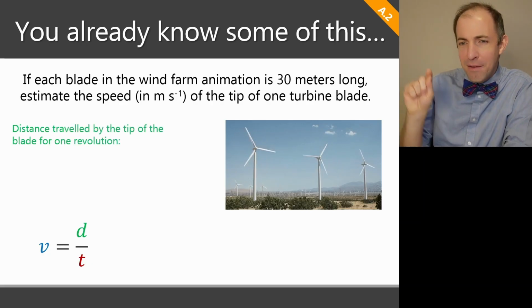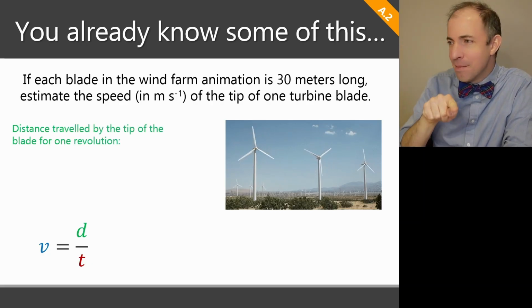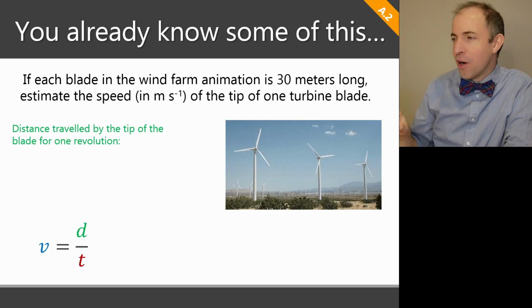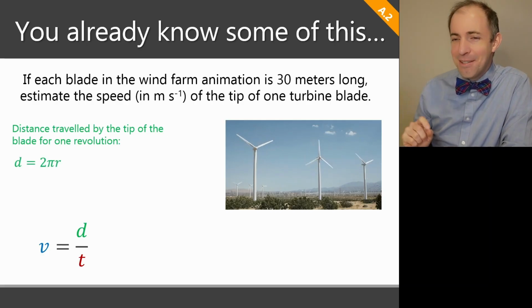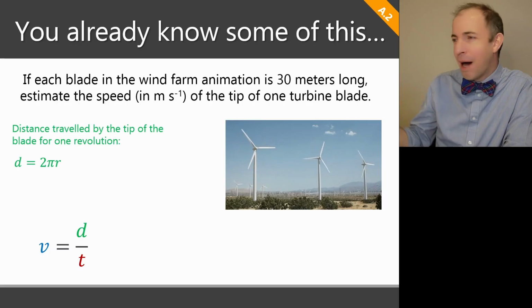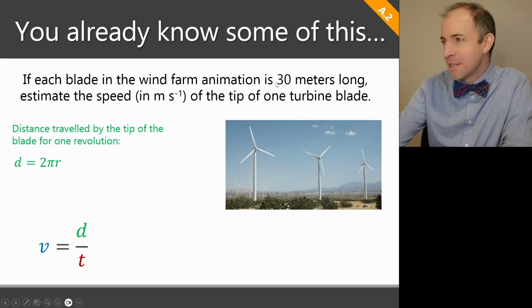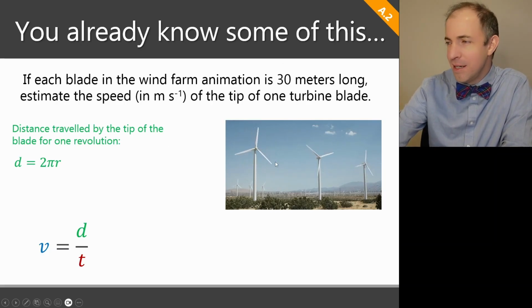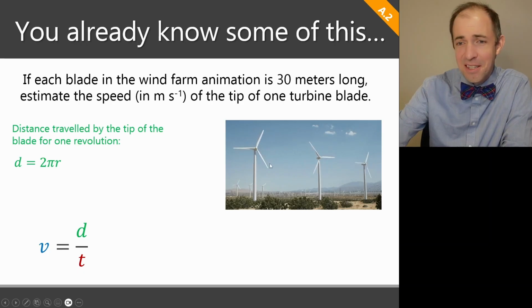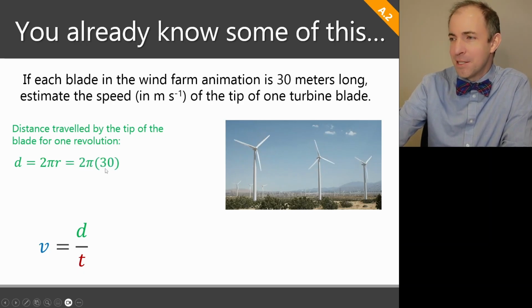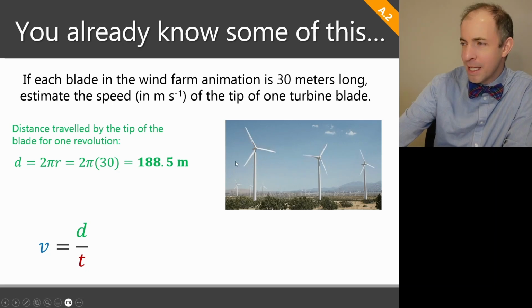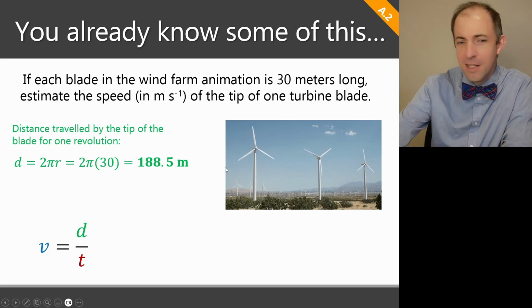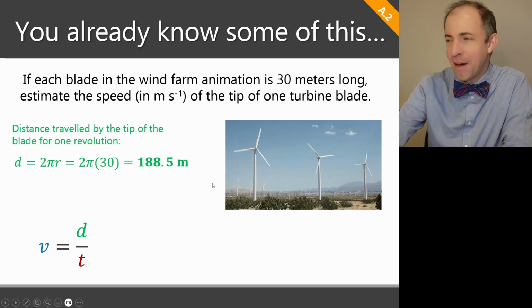Well, for the distance traveled by the tip of one blade, it makes an entire circle. So it's essentially the circumference of the circle, and the circumference of a circle is 2 pi r. We know r is the 30-meter long turbine blade. That's basically the distance to the center of the circle. So we're going to plug in 2 pi times 30 to find that the distance that the tip of the turbine blade moves in one rotation is 188.5 meters.